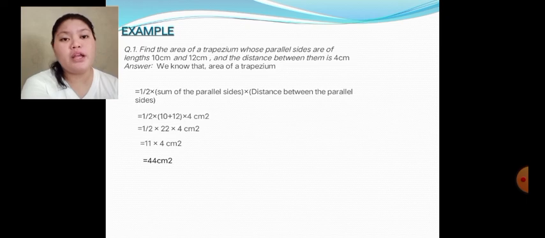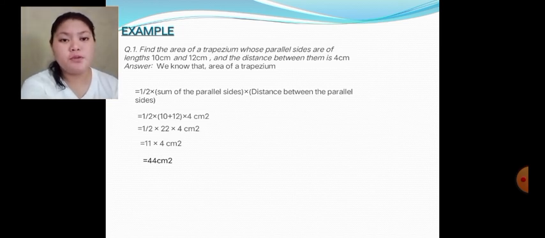Okay, so example 1. Find the area of a trapezoid whose parallel sides are of length 10 centimeters and 12 centimeters and the distance between them is 4 centimeters. Answer: we know that the area of a trapezoid equals 1/2 times the sum of the parallel sides, which are A and B, and the distance between the parallel sides, which is the height. So equals 1/2 times (10 plus 12), because 10 is A and 12 is B, times 4 centimeters squared.